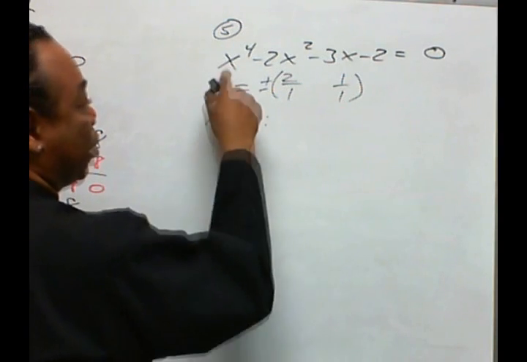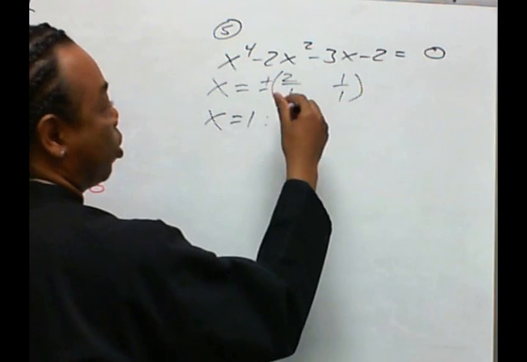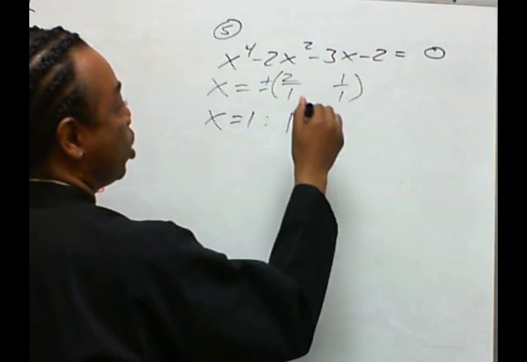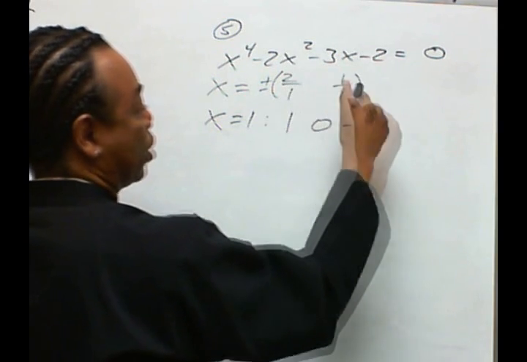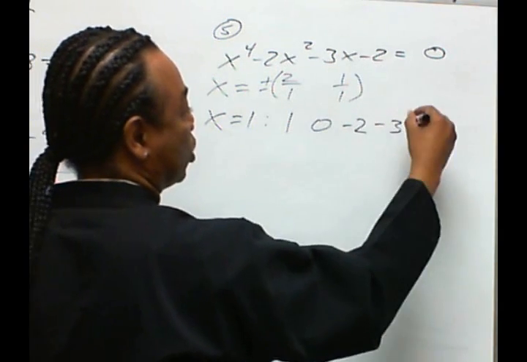The coefficient for x to the fourth is 1. The coefficient for the missing x cubed is 0. The coefficient for the x squared is negative 2. The coefficient for the x is negative 3. And the constant is negative 2.